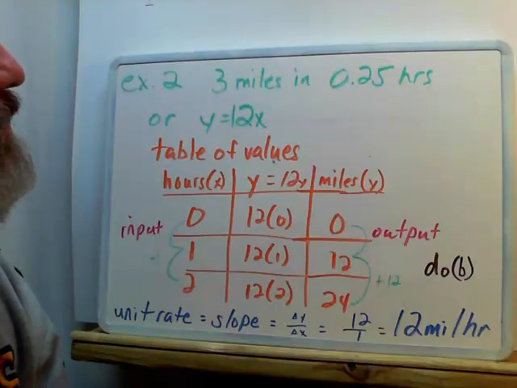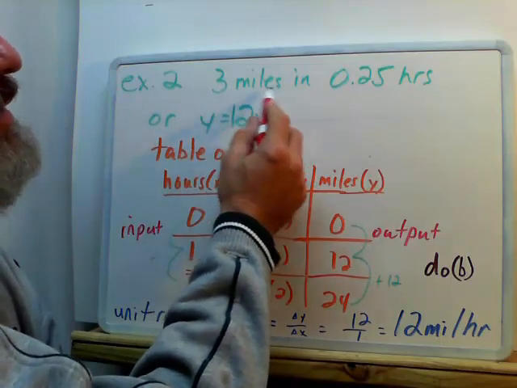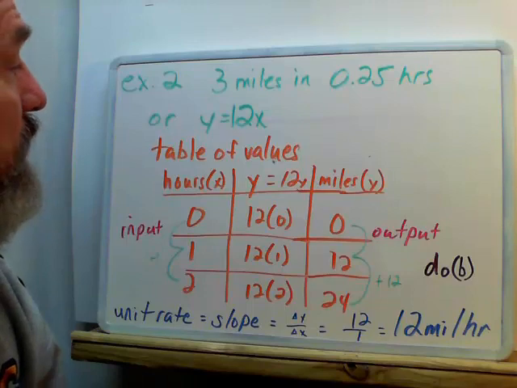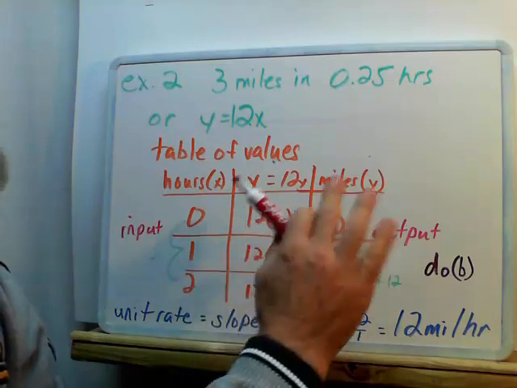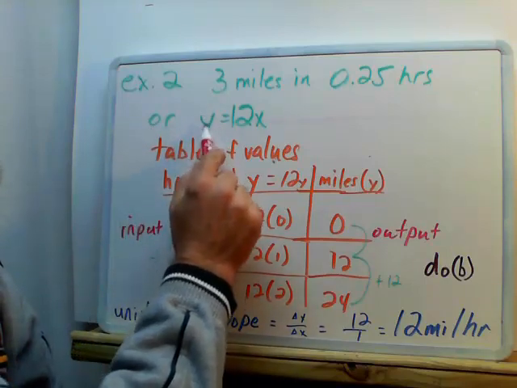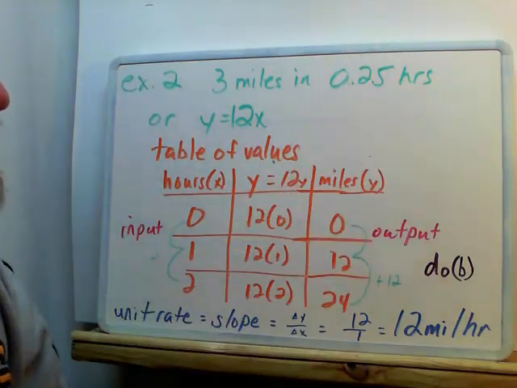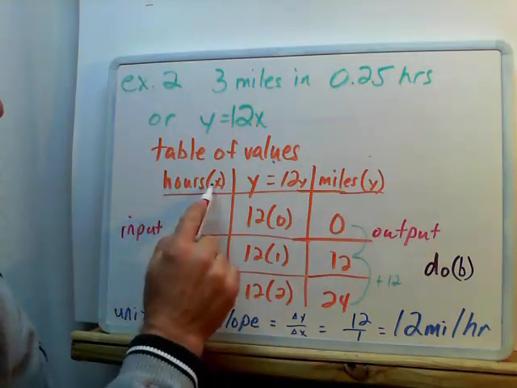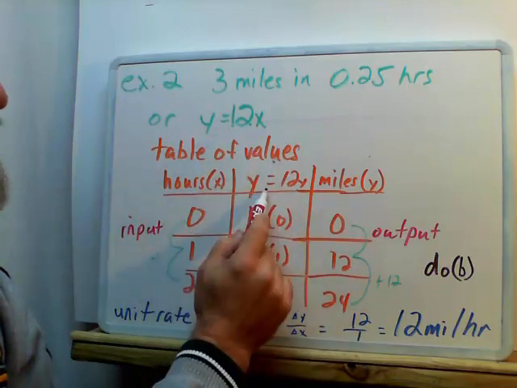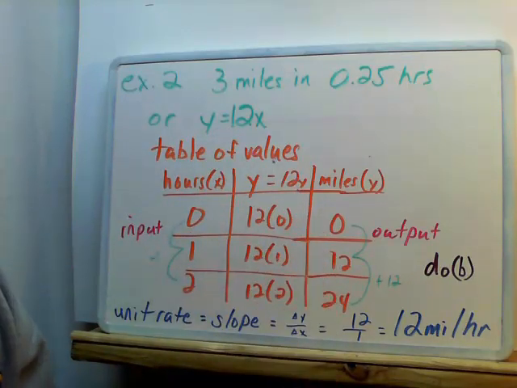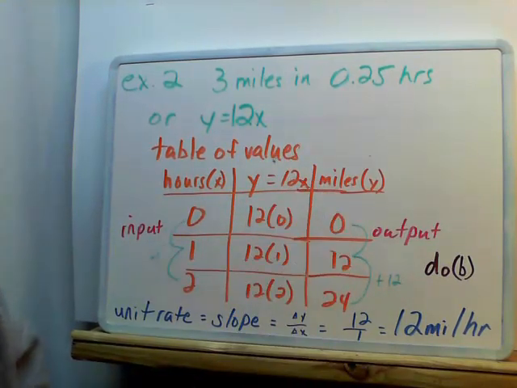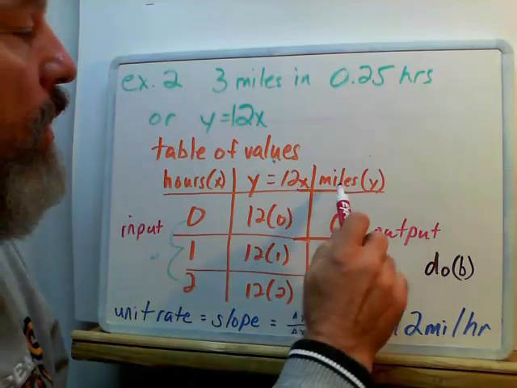Example number 2. In this case, we travel 3 miles in 25 hundredths of an hour, or in other words, 1/4 of an hour. And they want to know how many miles per hour can we travel. They also say the equation y equals 12x. So we can make an equation. We have hours here in our x variable, and then we have y equals 12x for our equation. And then miles is y, our output.